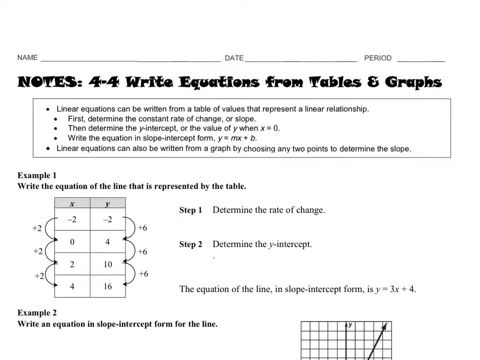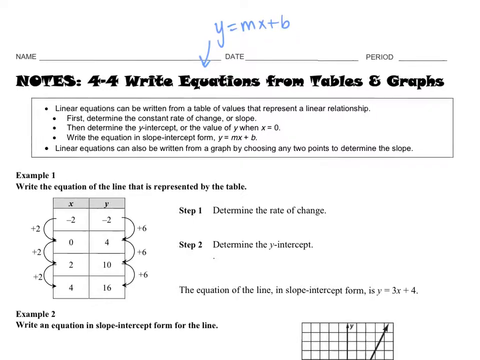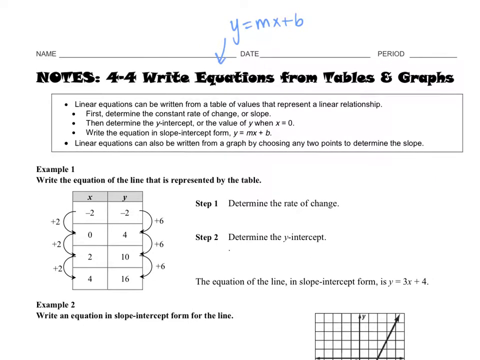So we're going to write the equations, and that equation in slope-intercept form is y equals mx plus b. Last week they gave you the equation. This week we're going to actually write our own. So linear equations can be written from a table of values that represent a linear relationship.